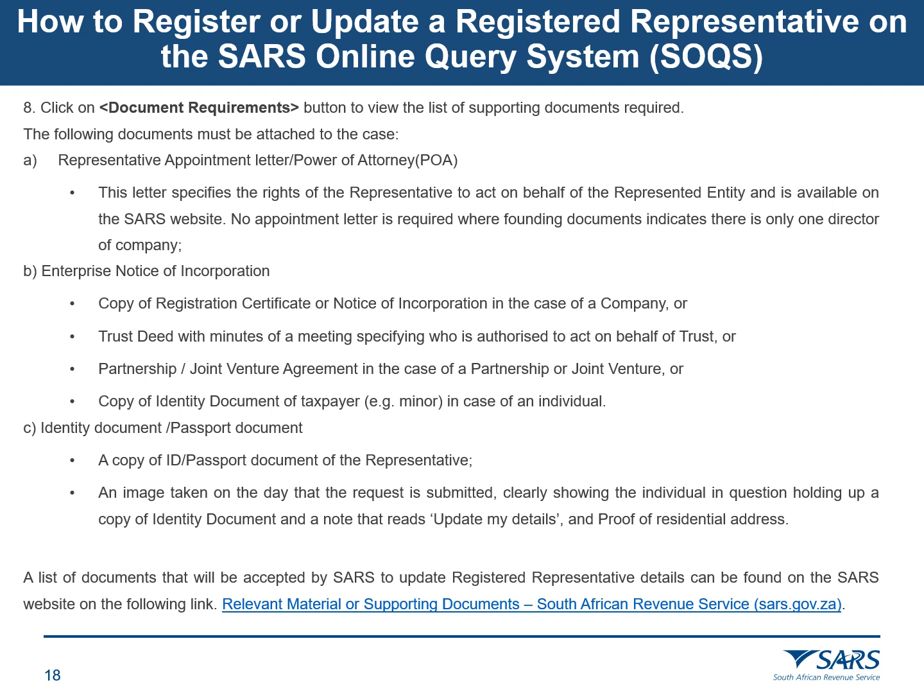ID document or passport: a copy of the ID or passport document of the representative, an image taken on the day that the request is submitted, clearly showing the individual in question holding up a copy of the identity document, and a note that reads "Update my details," and proof of residential address. It will also be advisable to specify the case number on the image if a case number has already been generated. A list of the documents that will be accepted by SARS to update the registered representative details can be found on the website.